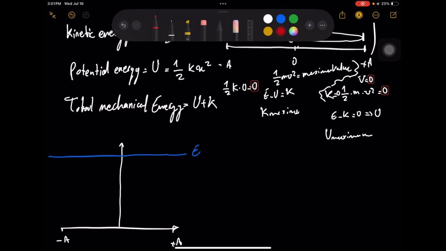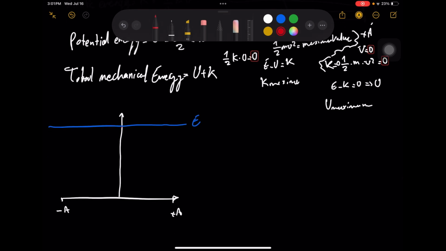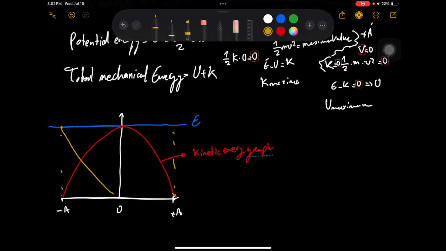Then we have our kinetic energy, which is 0 at the amplitude but maximum at the equilibrium position. This is our equilibrium position. Let me draw it in red. We have 0, it goes to the maximum, and it goes to 0 again. So this is our kinetic energy graph. Then we have our potential energy, which is maximum at the amplitude and 0 at the equilibrium position. And notice how they are exactly inverse of each other.